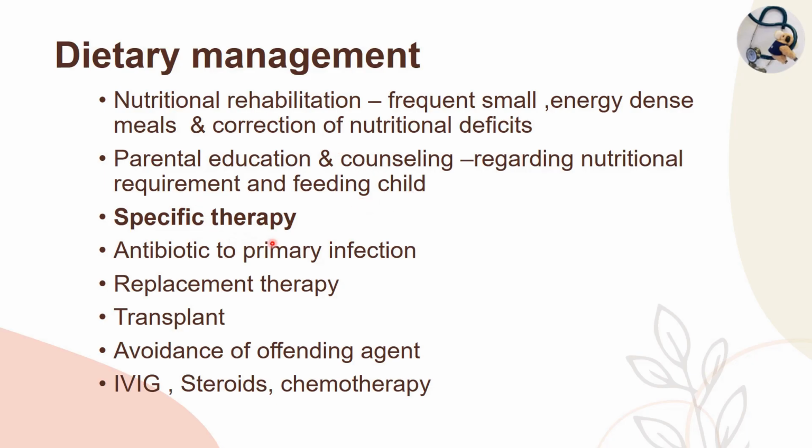And then you go on with the specific therapy, where antibiotics for a primary infection can be given, some replacement therapy if there are hormonal deficiencies, some transplant may be required, and avoidance of the offending agent is important. So try to treat that cause. And then some cases require intravenous immunoglobulin, steroids or some chemotherapy treatment.